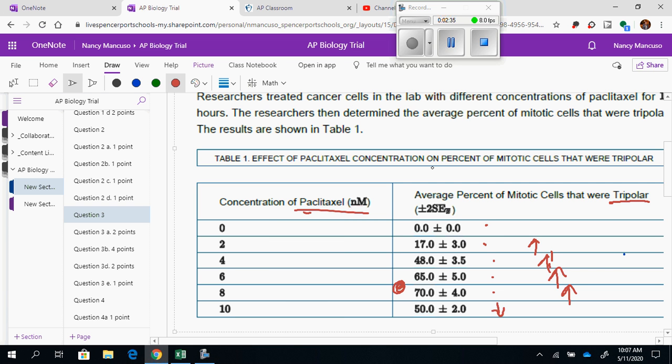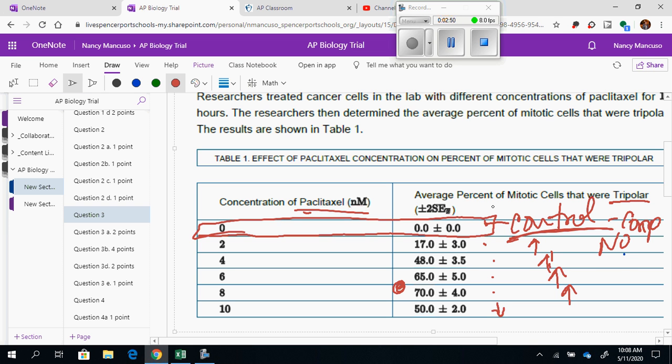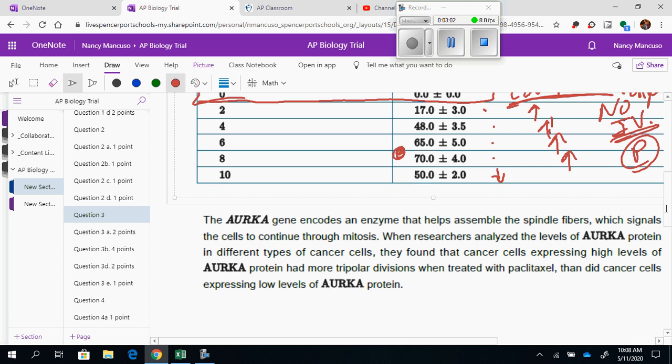All right. And then I don't think they ask a question about it, but I want to point this out. This is my control. You always want to have a control because that is what you're going to use for comparison. And that received no independent variable. So my independent variable was the amount of P. This received 0 concentration of that P chemical. All right, let's move on.